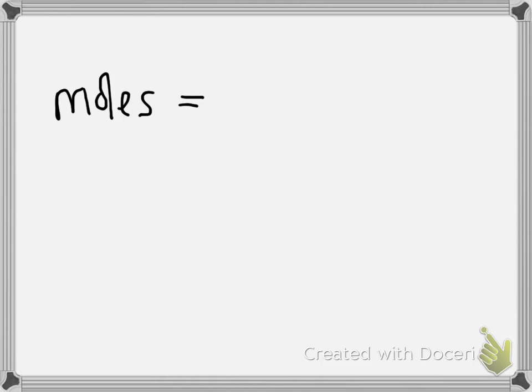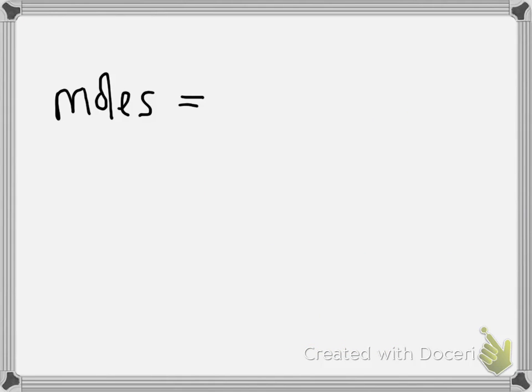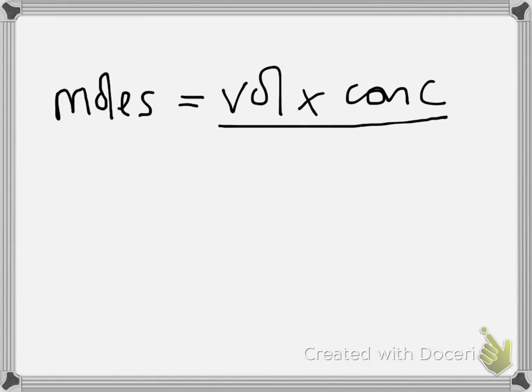If you go back, we've just looked at those two things. We've looked at volume and we've looked at concentration. Moles equals? Volume times concentration. Not quite. Volume times concentration divided by 100, isn't it? Or 1,000? It's 1,000. Okay, now that's a formula we're going to need to learn. Moles equals volume times concentration over 1,000.